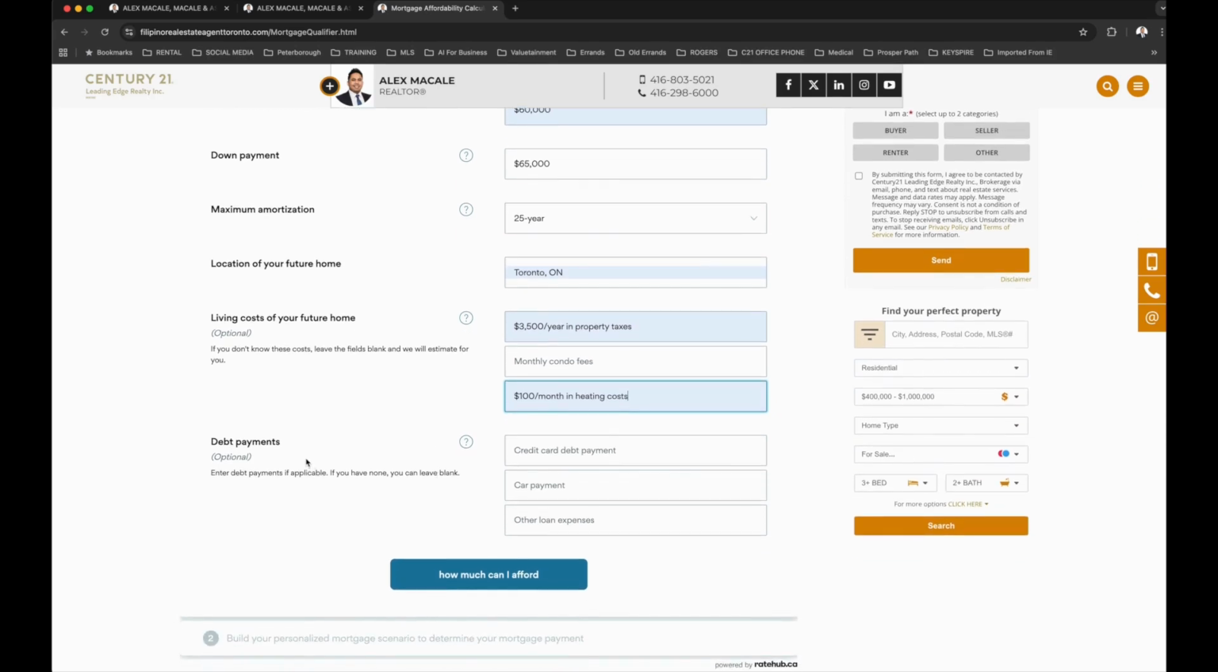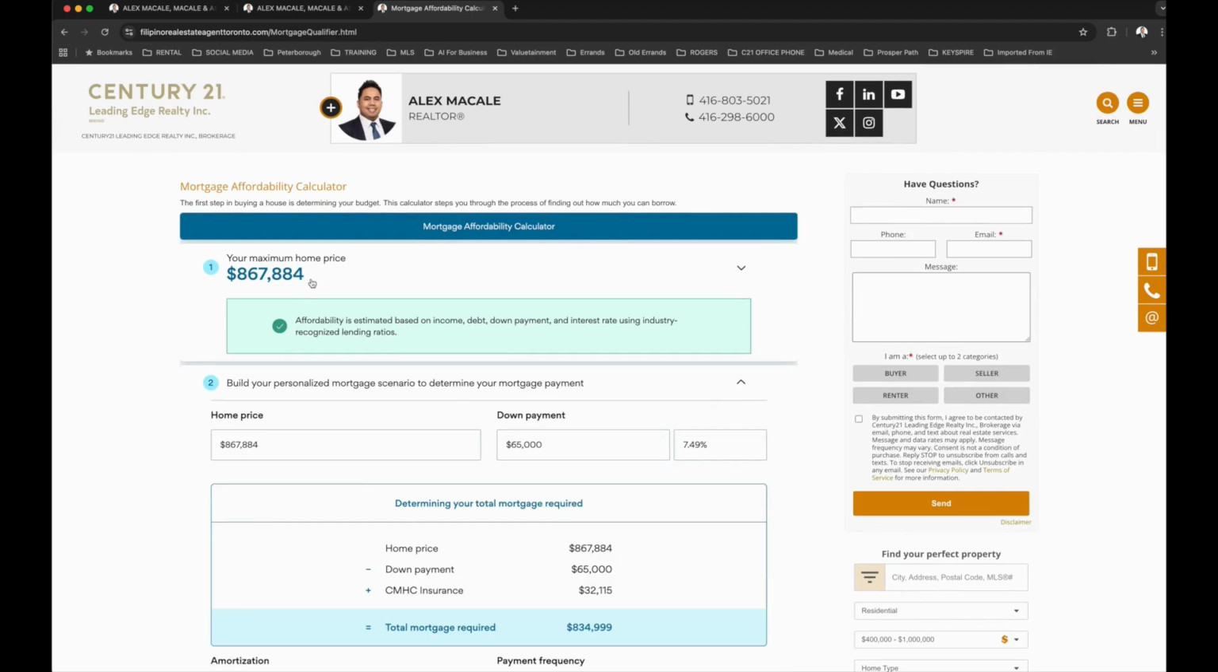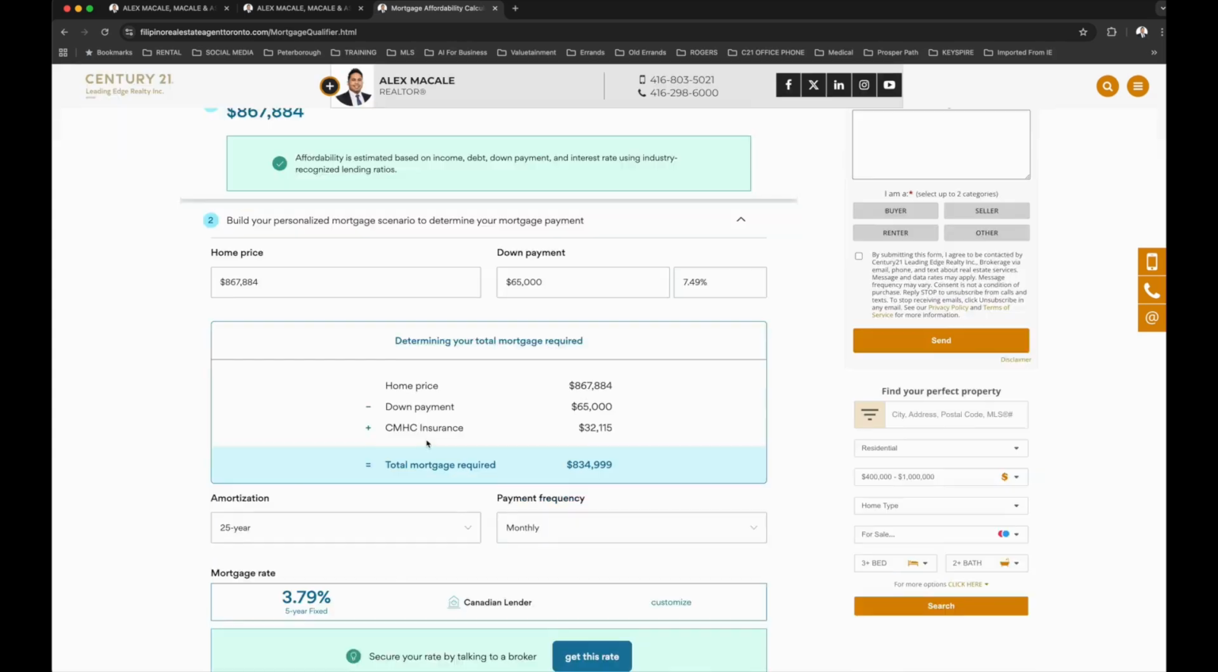The debt payments would be your debt. If you have credit card payments, a loan, or existing debt, put it in here. Let's say you're paying about $300 on your credit card, and let's say car payments of $500. You can put here any other expenses or responsibilities that you have. If you click here, it will tell you exactly how much you can afford. Based on this, you can afford about $867,000 worth of property, and this is the breakdown here.